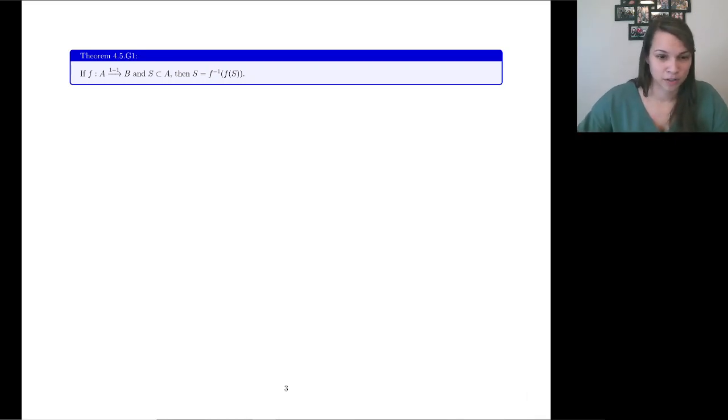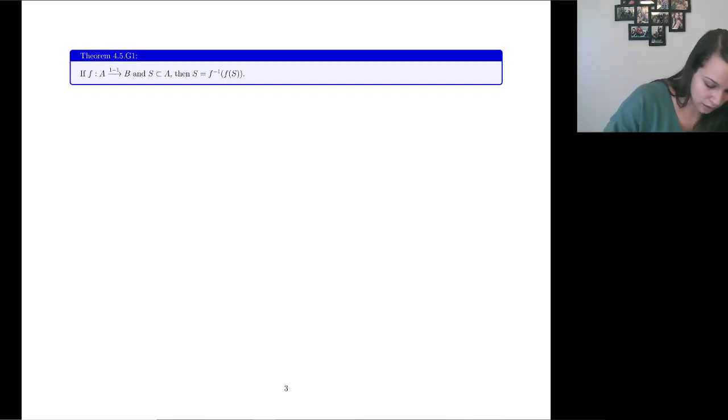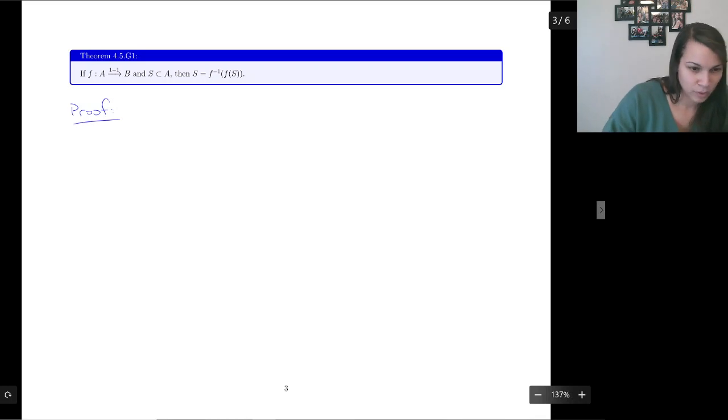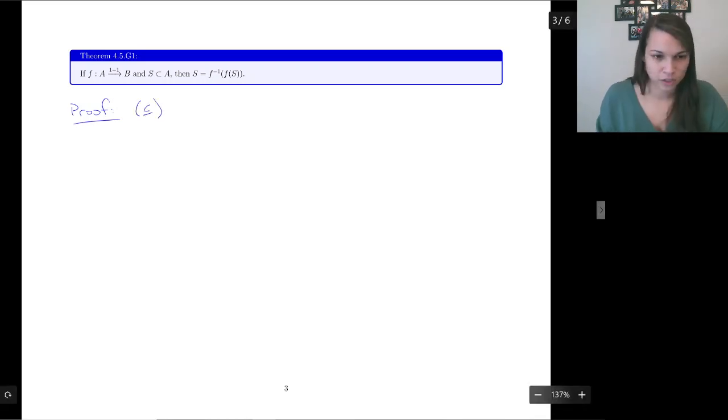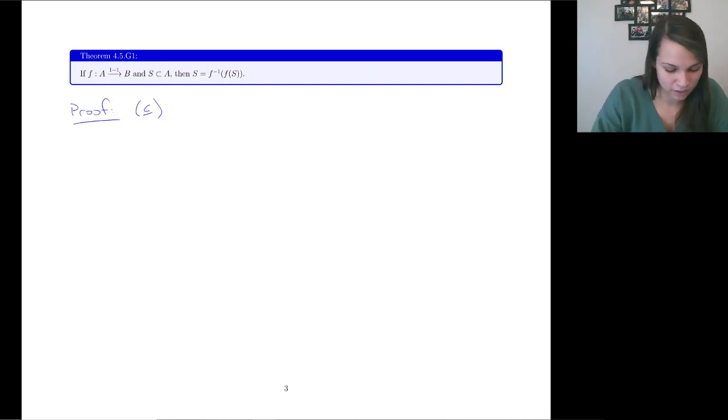And then to prove this, let's see, proof, we have to do the subset in both directions. So first we have the first subset direction. I am going to cite my lemma that I have proven.